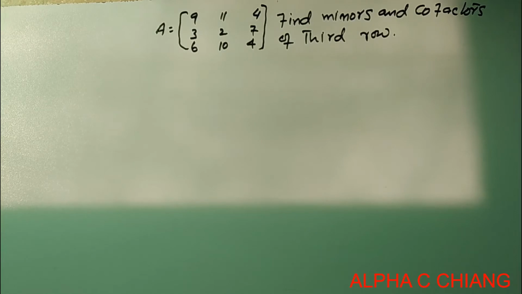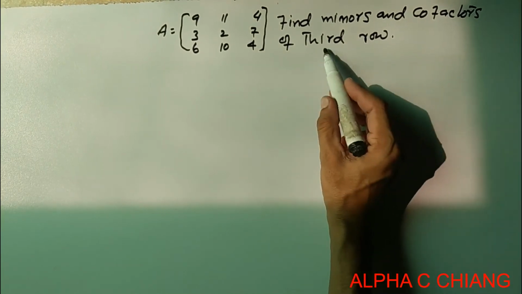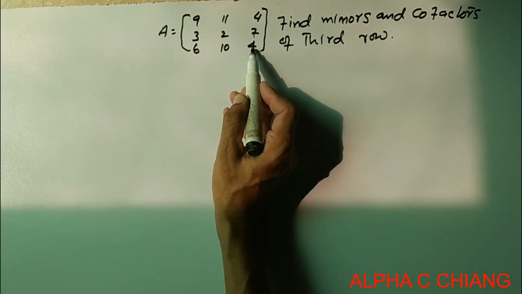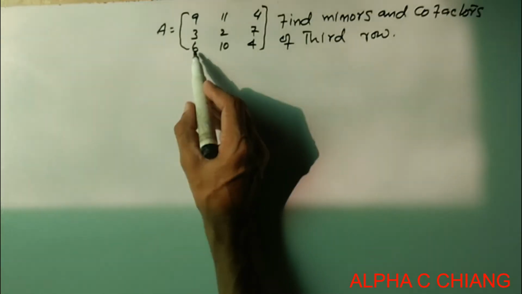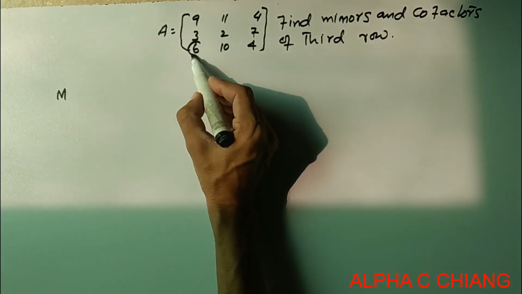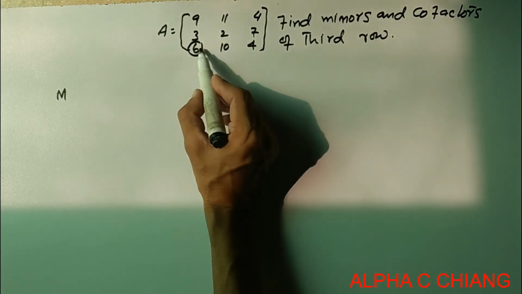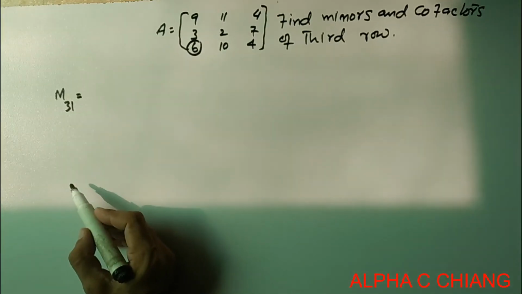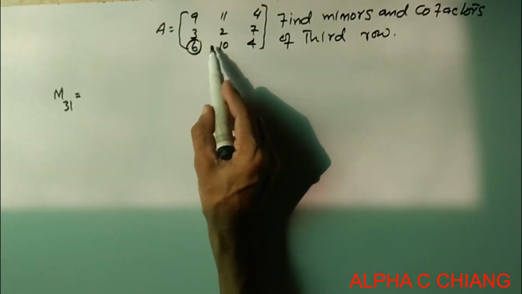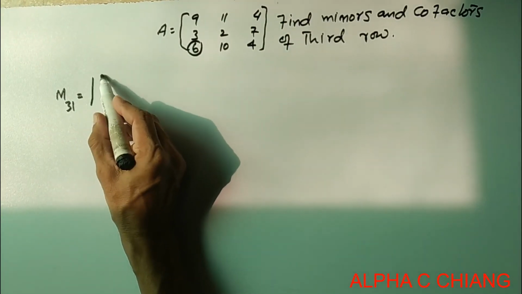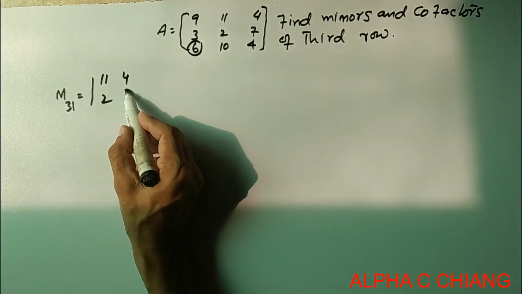Now this will be the second question, and in this question they have asked to find minors and cofactors of the third row. So this will be the third row, 6, 10 and 4, these are the elements. First of all, I will calculate the minors, that is M for 6. For 6 there is third row and first column, so I can write 31. So the remaining elements, I can leave third row and first column. So remaining will be 11 4 2 7.